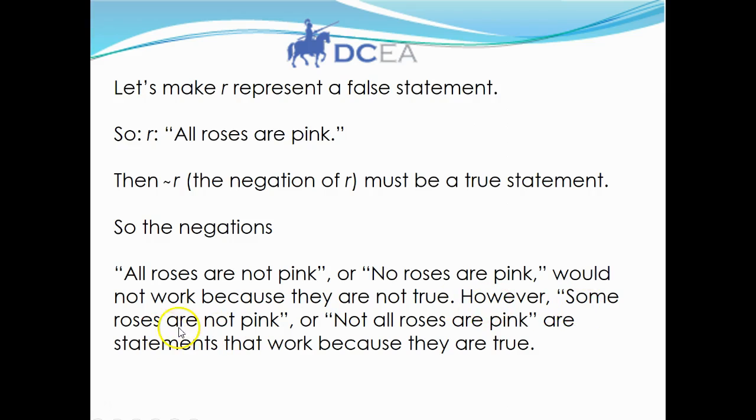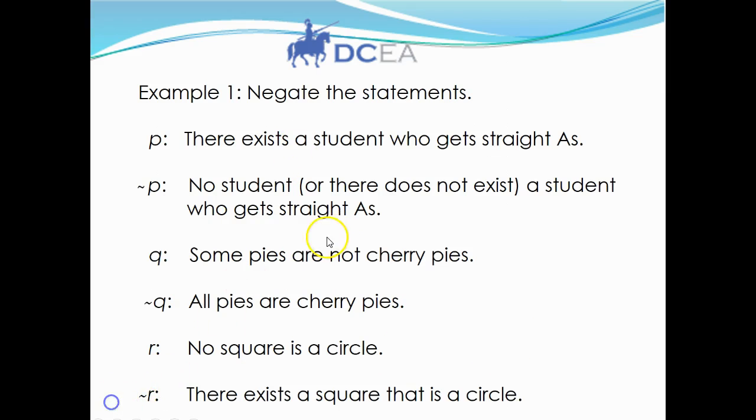However, some roses are not pink, or not all roses are pink, would work. These are statements that are true. So for example 1, let's negate the statements. Remember, the goal is to give the opposite of the original statement.